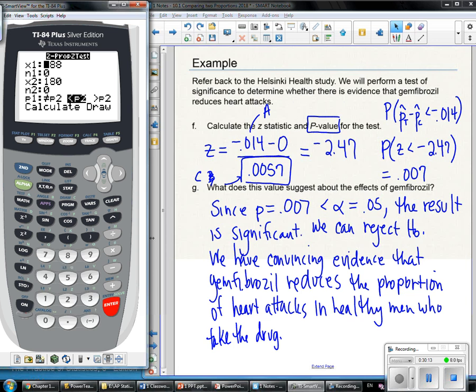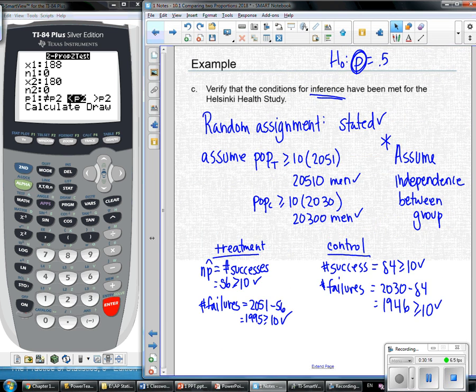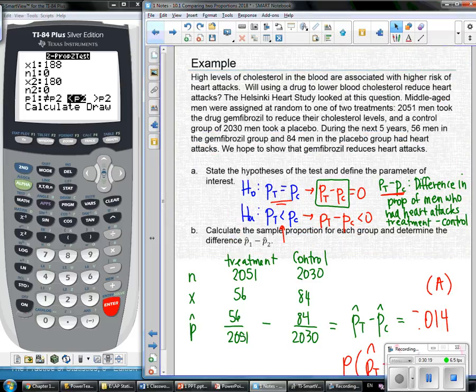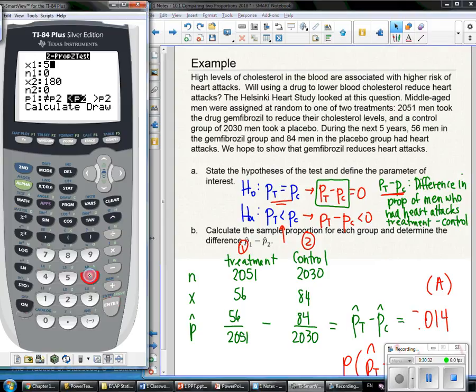Now I'm going to have to look at my original problem so I have all the information I need. Okay, and so remember that we're saying our population 1 is our treatment group, so let's call this 1, and this will be 2 on the calculator. So x sub 1, that's the number of successes. There were 56 successes in my first group with an n of 2051. And in my second group, I had 84 successes, and that group had 2030. This was a lower tail test. So I'm saying P1 is less than P2, and I can calculate.